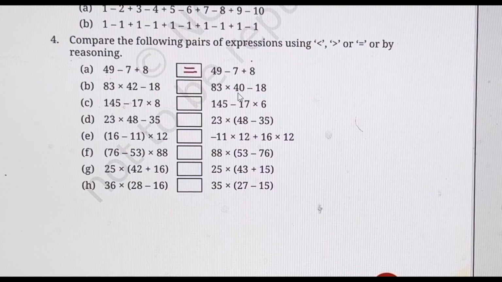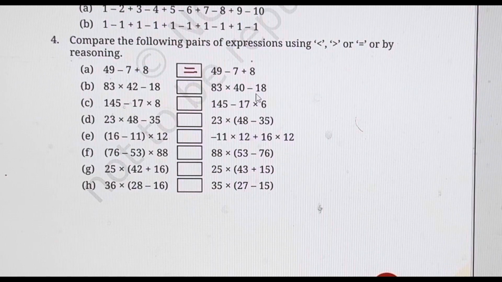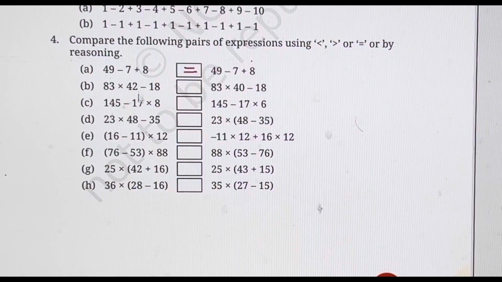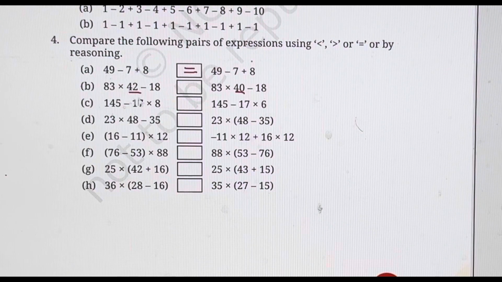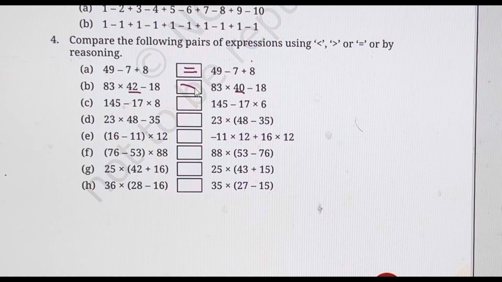If we see B, 83 into 42 minus 80. Here 83 into 40 minus 80. Right? So if you see this, here it is 42 and here it is 40. So naturally multiplying by 42 will be a greater number. So they are subtracting the same number. So naturally this will be greater.